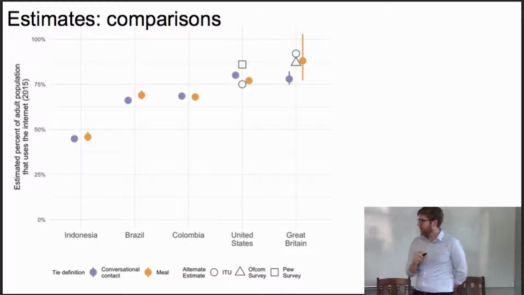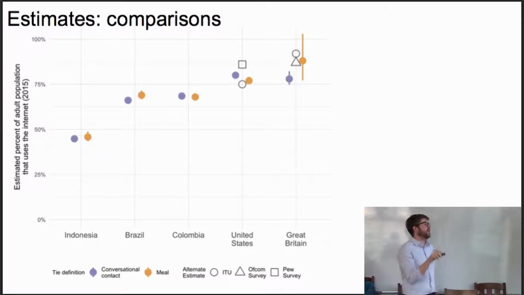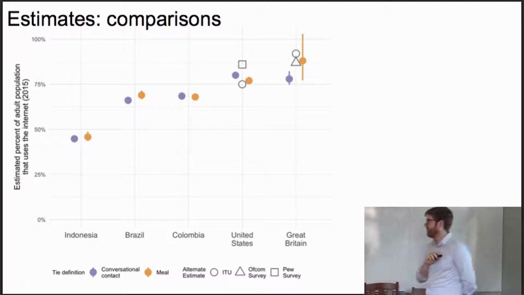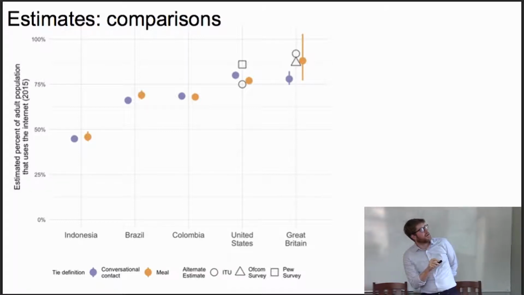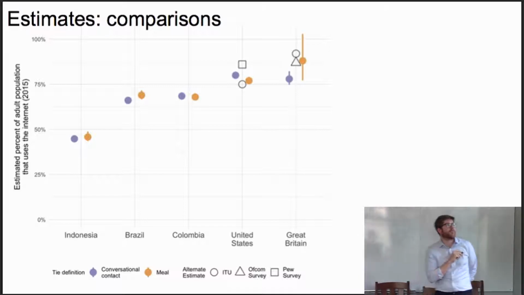Dennis, could you read the vertical axis, what these are measuring? Oh, this is the estimated percent of the adult population that uses the internet. Thank you. And again, Indonesia, Brazil, Colombia, the US, Great Britain. The left-hand point in blue is conversational contact, and the right-hand point in orange is the meal definition.